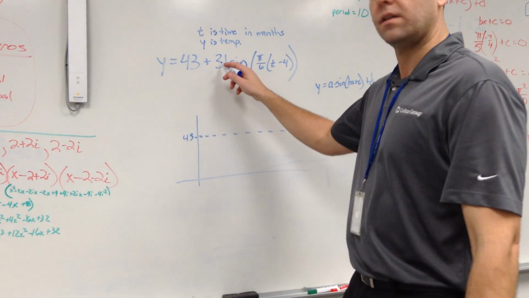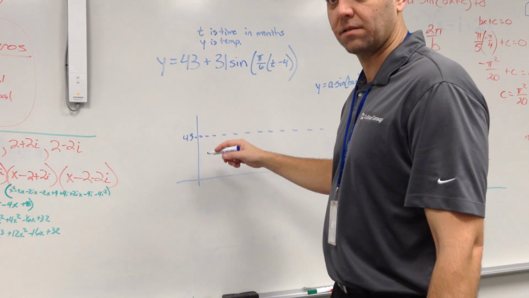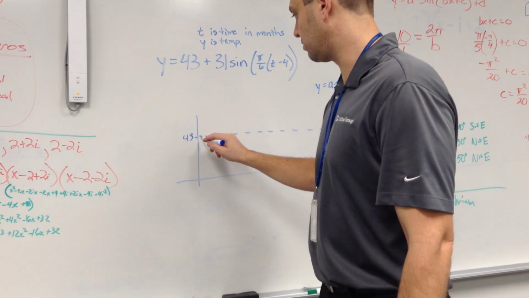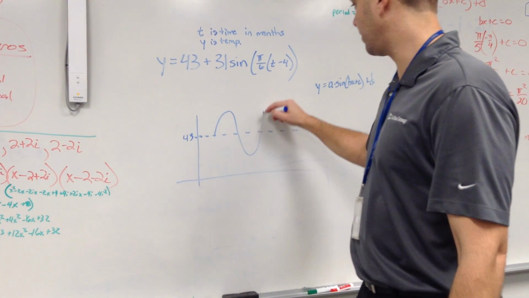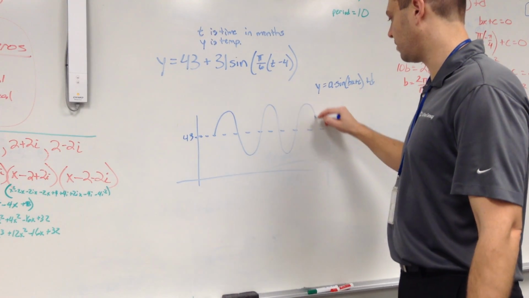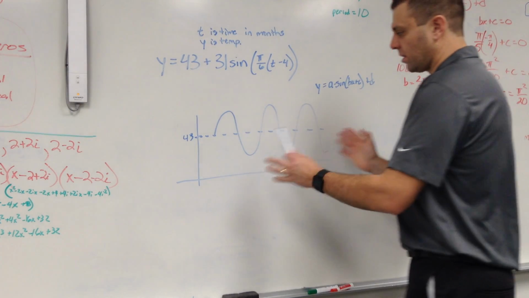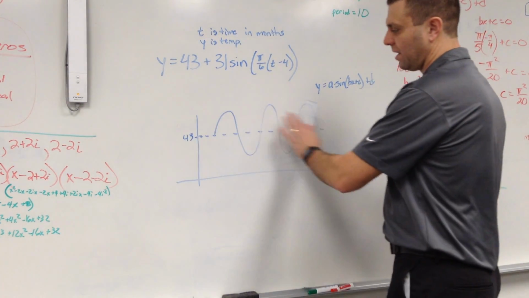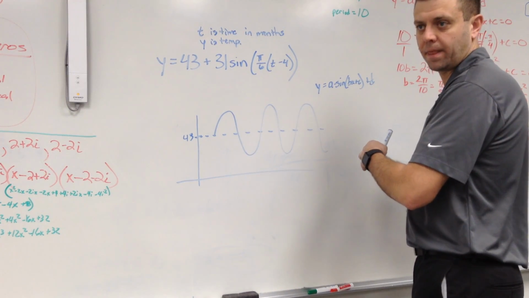And then 31 is my amplitude. So that tells me that my sine curve is going to end up going 31 above it, 31 below it, 31 above it, 31 below it, 31 above it, 31 below it, and so on, right? So I'm not even going to mess with what this actually looks like, but just a rough idea in general, this is what the graph's going to look like.